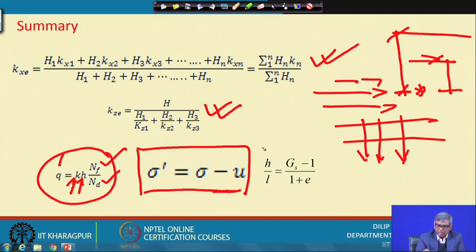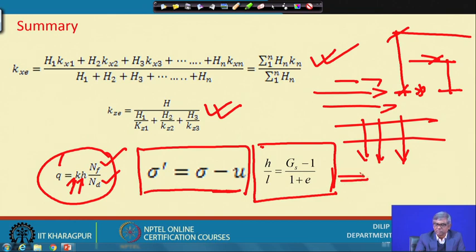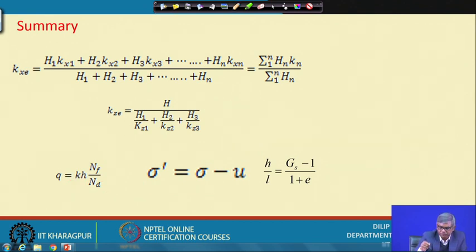And then if the flow takes place, sometimes based on the hydraulic gradient, if the hydraulic gradient is beyond a certain value, then generally it is not stable. So, that critical hydraulic gradient, the expression H by L is G minus 1 by 1 plus e. This is also a very important relationship one has to remember. Many times it comes as a multiple choice question, sometimes you need to use it for some calculation. So, this also has to be remembered properly.